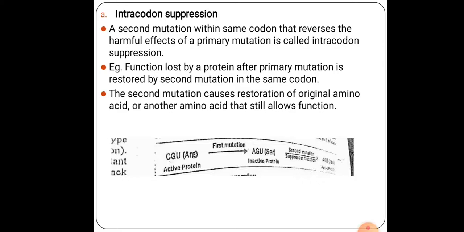CGU is arginine. It is an active protein. In this codon, the first mutation, the primary mutation, occurs, and the protein becomes inactive and the codon changes into AGU, serine. In the same codon, the second mutation occurs, that is the suppressor mutation, and it forms AAU, that is arginine again, and it is again the active protein. Means what? Intracodon separation means within the same codon the second mutation occurs and it restores the function lost by the first mutation. The second mutation causes restoration of the original amino acid or another amino acid that can still allow the function of the same protein.